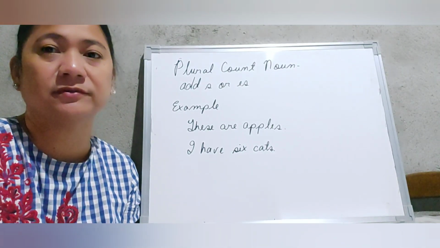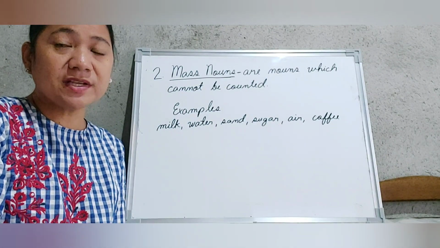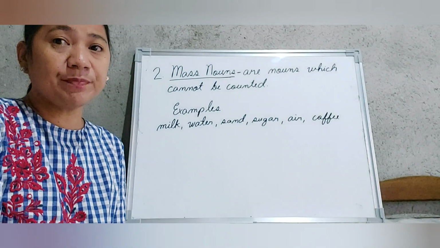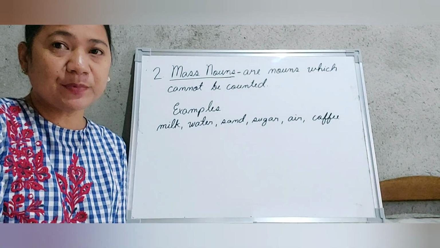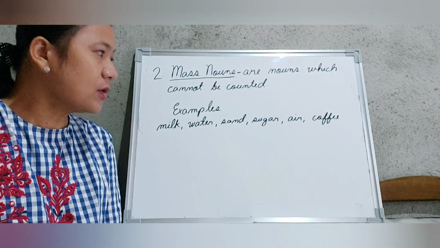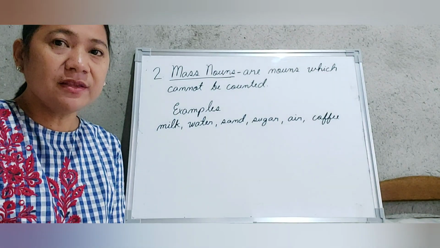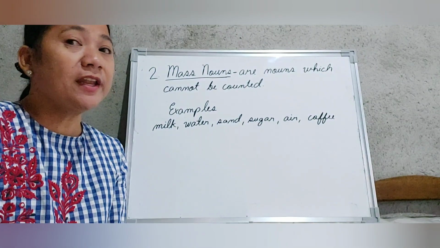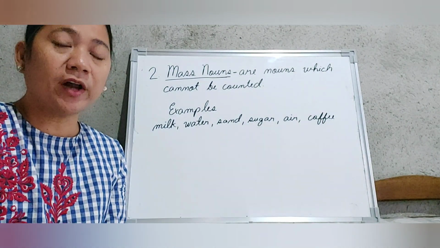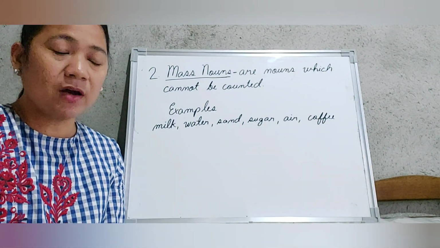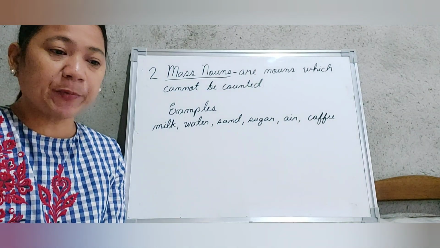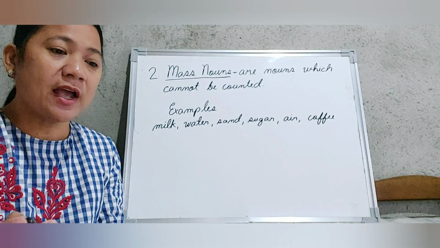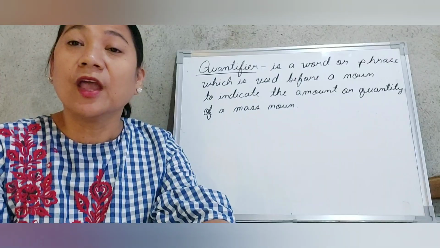The second kind of noun is the mass noun. Mass nouns are nouns which cannot be counted. Some examples of these are milk, water, sand, sugar, air, and coffee. We cannot use the article a or an with this kind of noun, but in order to express the quantity of an uncountable noun, we use a quantifier.